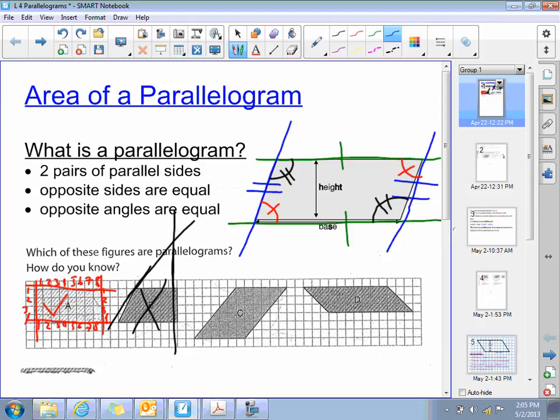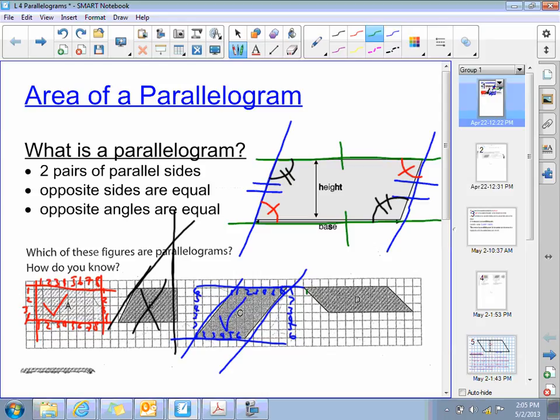C. Looks like I have parallel lines here and here. I've got, if I stretch it from left to right, 1, 2, 3, 4, 5, 6. Top to bottom, 1, 2, 3, 4, 5, 6. I would say C is a parallelogram.